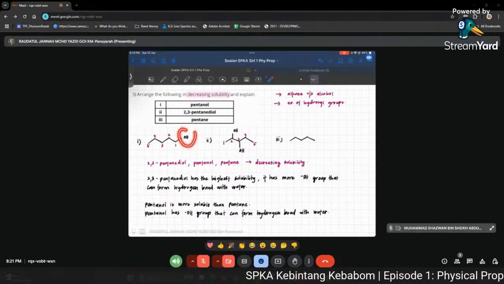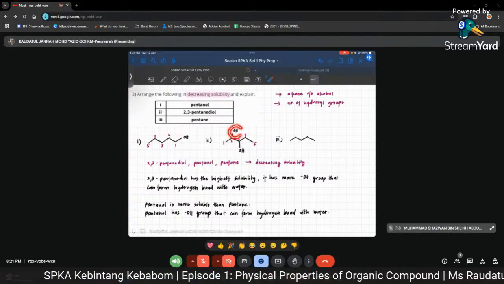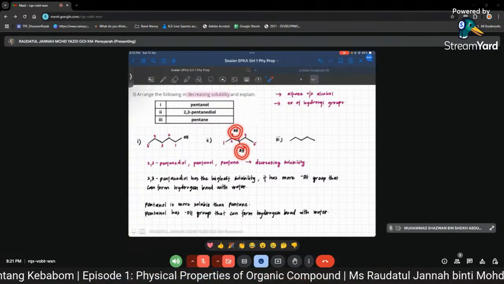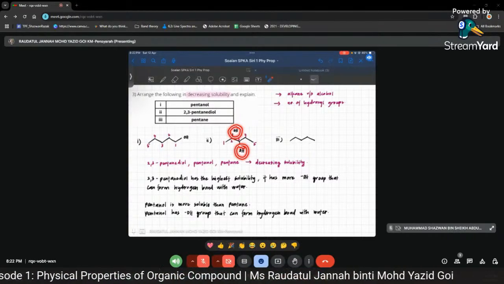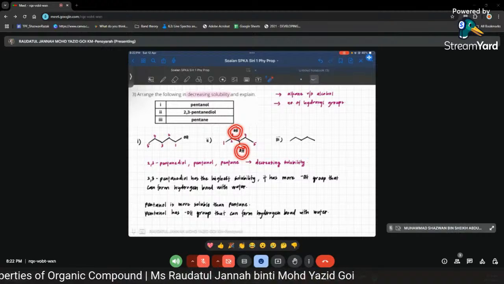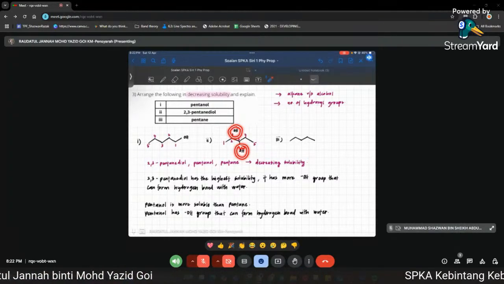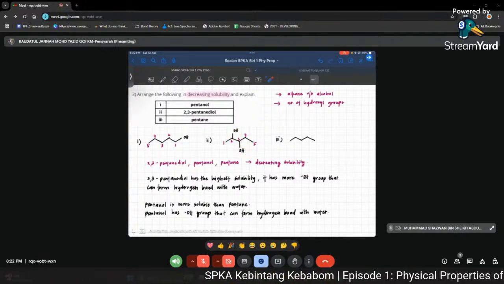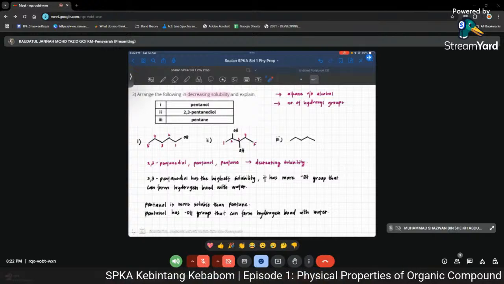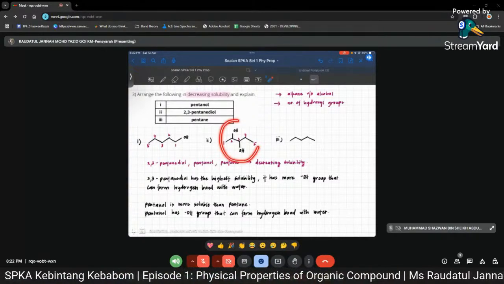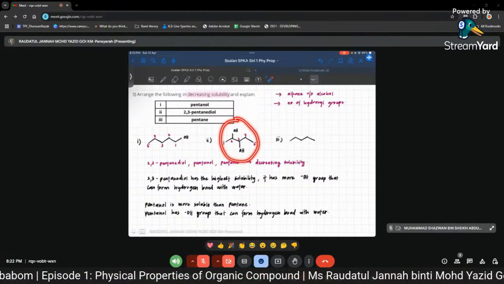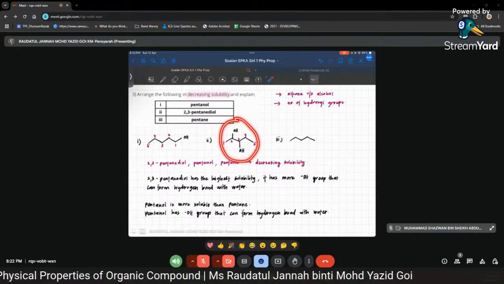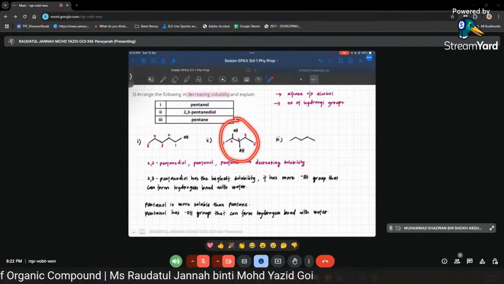Okay, but the comparison between pentanol and 2,3-pentanediol. So untuk pentanol kita ada satu hydroxyl group dekat terminal carbon, while untuk 2,3-pentanediol you ada dua hydroxyl group. Okay, and since kita consider kalau dia ada hydroxyl group boleh form hydrogen bond with water. Kalau ada lagi banyak hydroxyl group, bukan ke lagi banyak hydrogen bond yang you boleh form in water? That's the thing. Okay, so by this you should know 2,3-pentanediol is the most soluble compound among these three sebab dia ada banyak hydroxyl group that can form hydrogen bond with water.